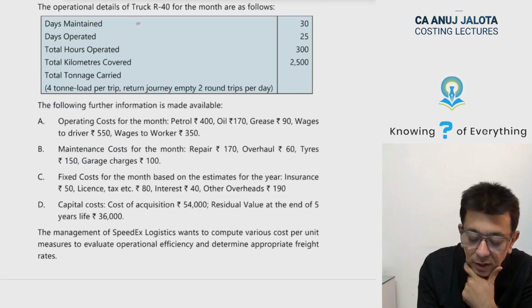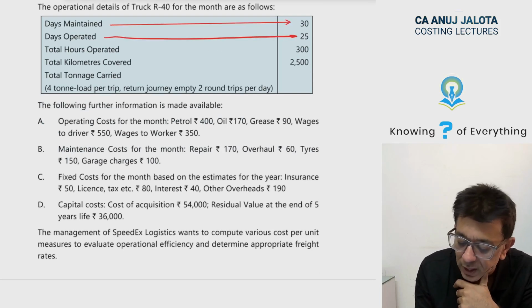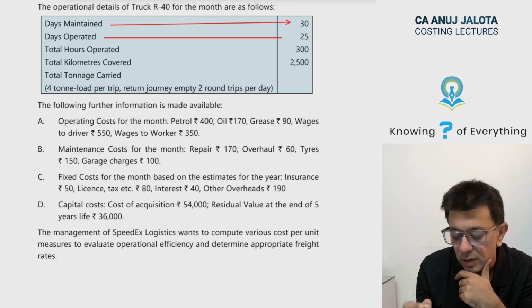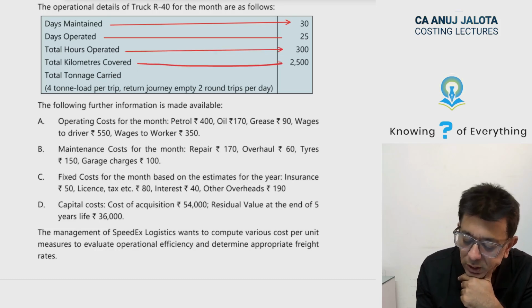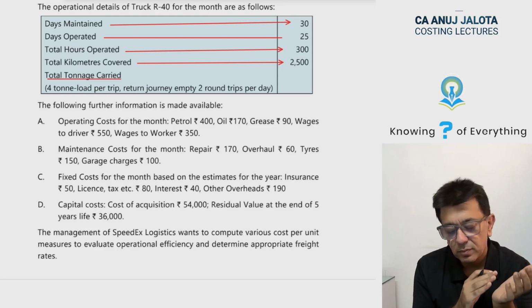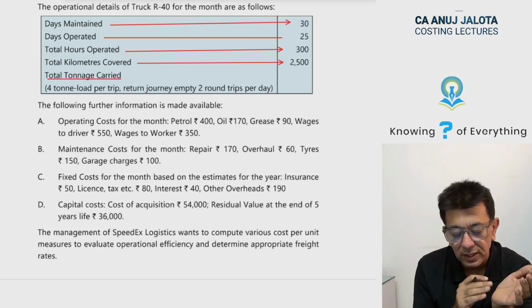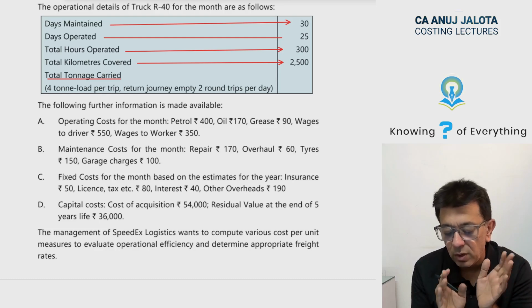Days maintained, this is the data for a month, 30. But days operated are 25, so therefore 5 are holidays over here. Hours operated are 300. Total kilometers in this case are 2500. Tonnage carried, 4 tons per trip. Return journey empty, 2 round trips per day.